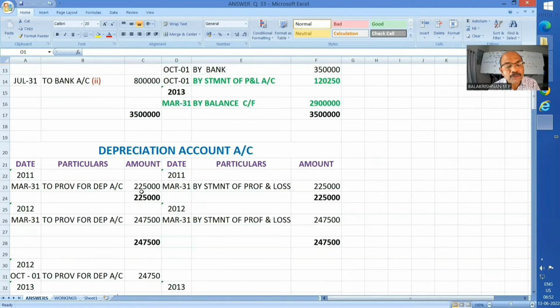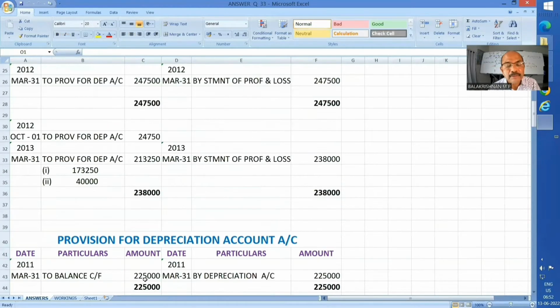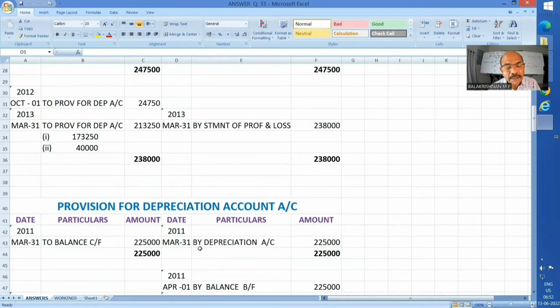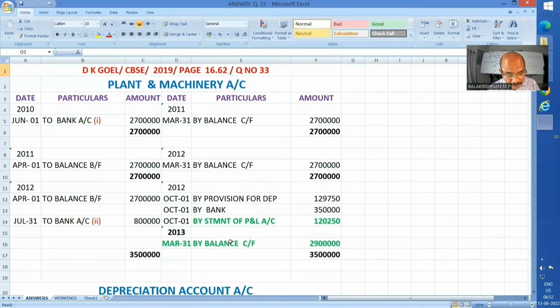And now how did I get this 2,25,000? 27 lakhs into rate into 10 by 12. Why 10 by 12? Because it got purchased on which date? 1st June. That means April and May, it was not in the picture. Hence 10 months. Okay. Naturally, corresponding entry by depreciation in the provision for depreciation account. 2,25,000 over.